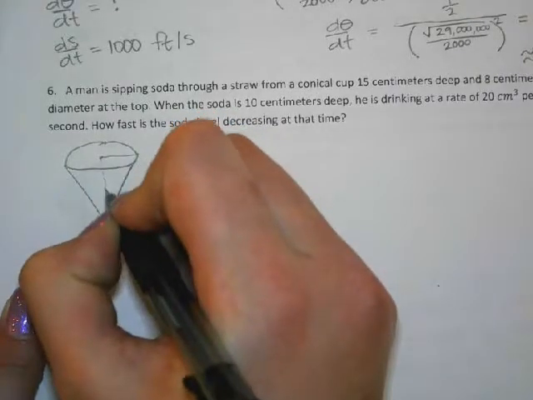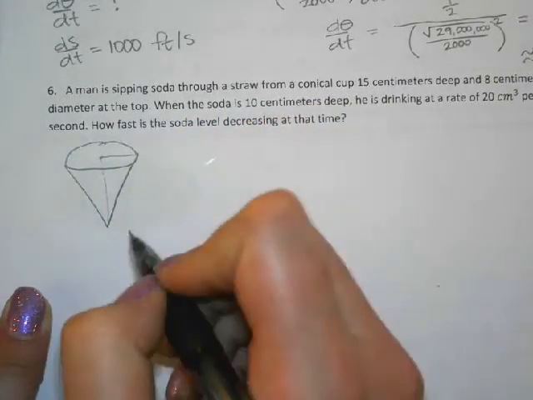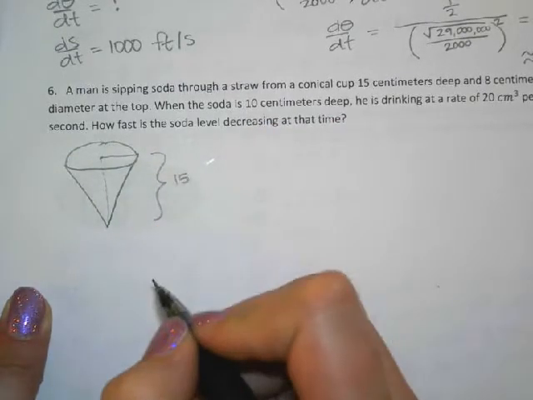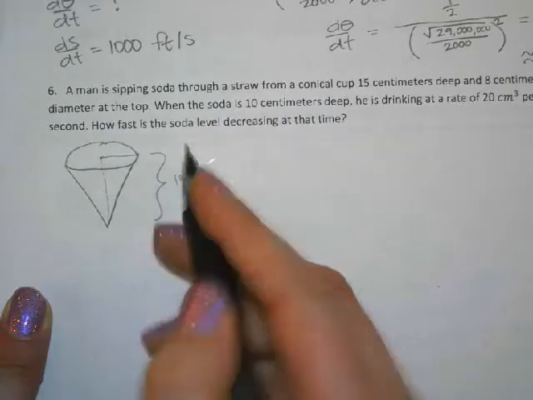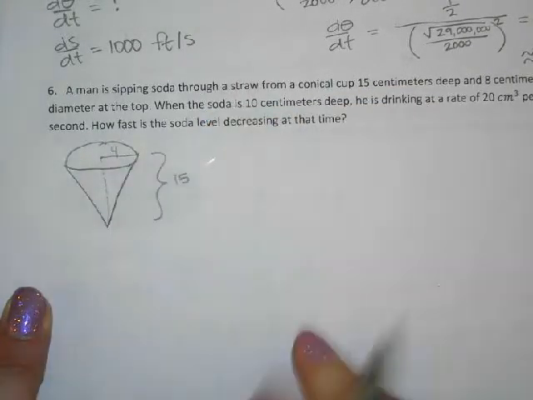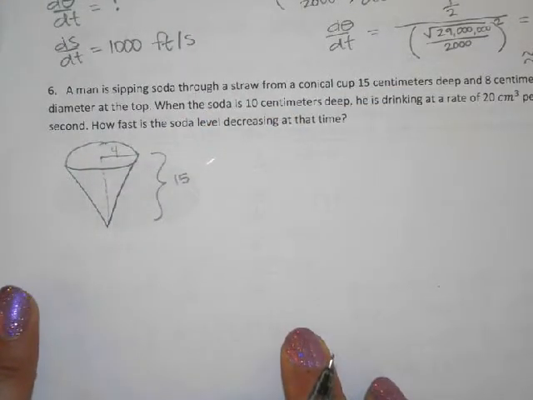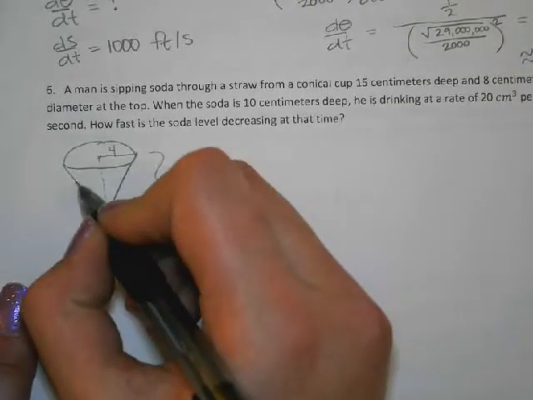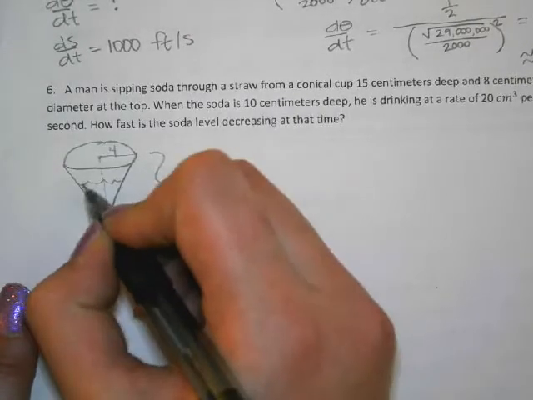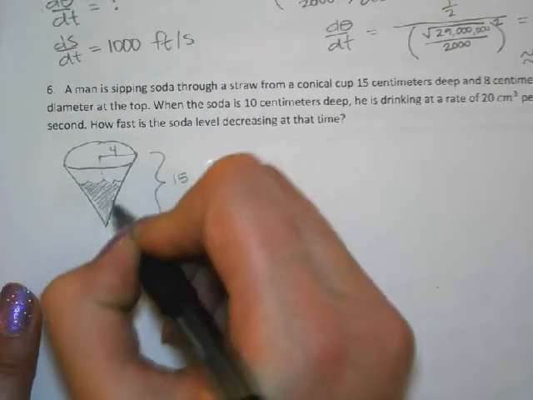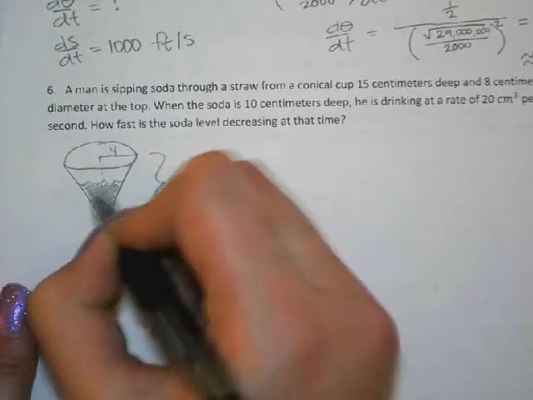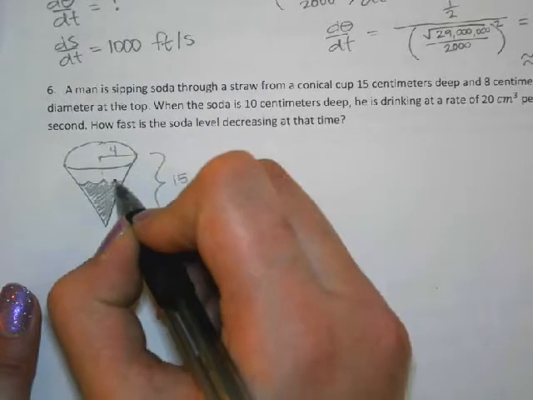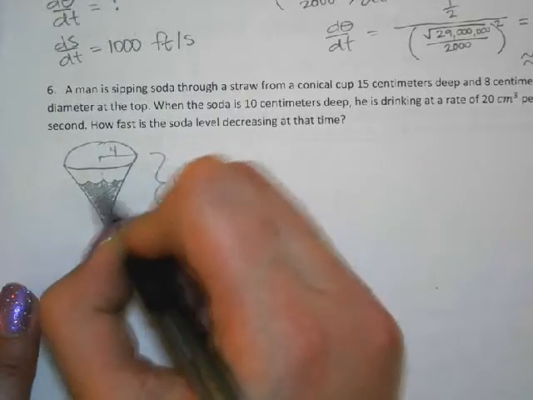Okay, so here's the cone. It says that the cone is 15 centimeters deep total and 8 centimeters in diameter at the top. I'm going to put a radius of 4 right there. So it says when the soda is 10 centimeters deep. So we're picturing like, here's our soda. Look how good I'm at drawing, you guys. Also, the soda has waves. Because that's how soda works.